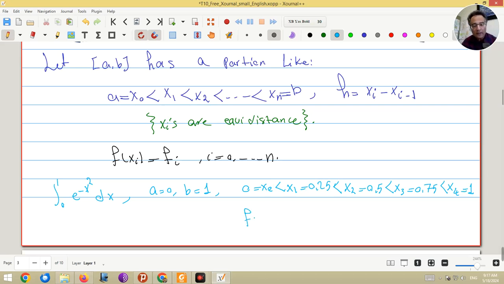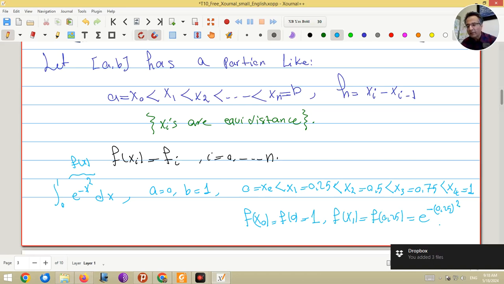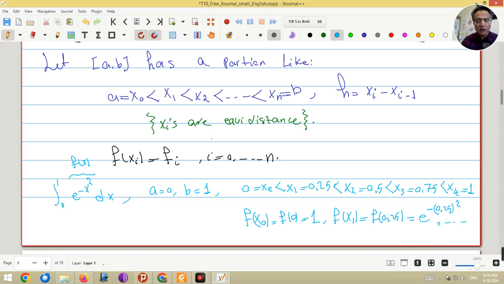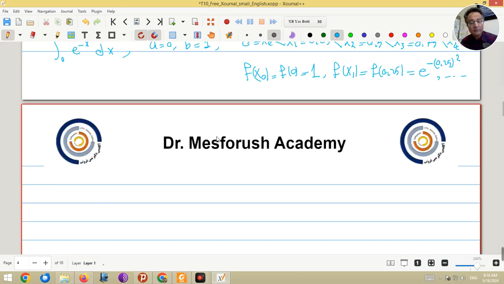And also when I say f of fi, for example x0, this is f of 0, and we know that this is f of x, so we have to put 0 in this function, e to the power of minus 0, and it will be 1, okay? And for example f of x1 is f of 0.25, this is e to the power of minus 0.25 squared, and so on. So we can determine all of these values, okay?